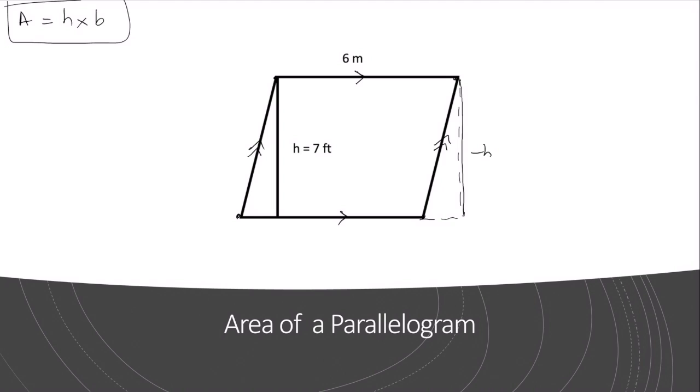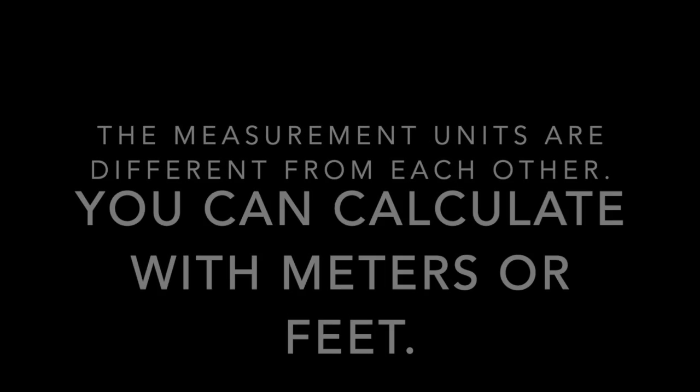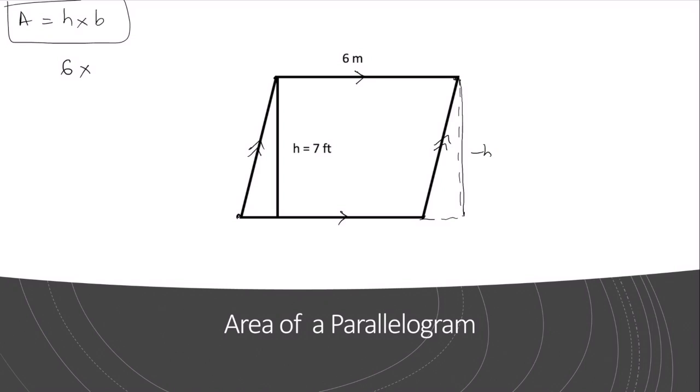Alright, so let's figure out. My base is 6 meters. My height is 7 meters. If it's not given, make sure you read the question carefully and see if the height is mentioned somewhere. Now height and base always make that 90-degree angle. In this case it's missing here, so I'm just going to add it. So 6 times 7 is 42, and 42 feet squared is my area for this parallelogram.